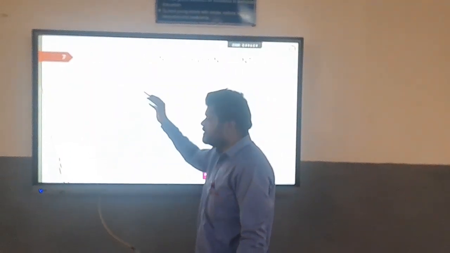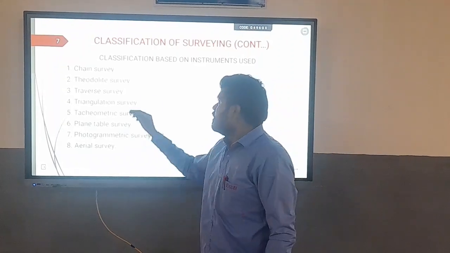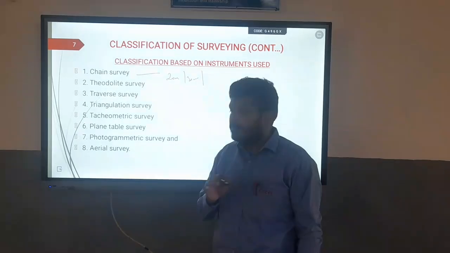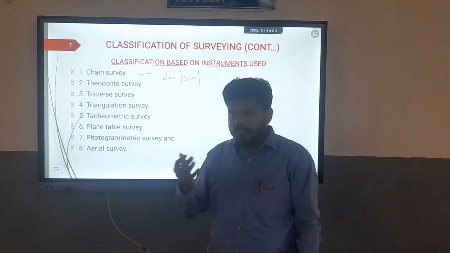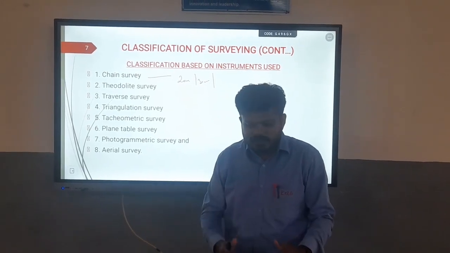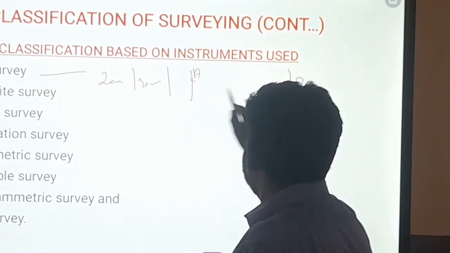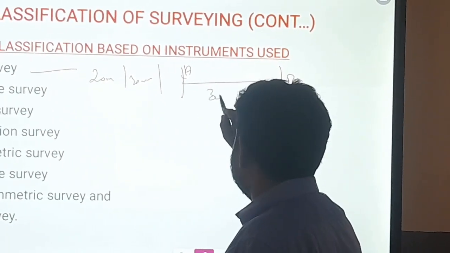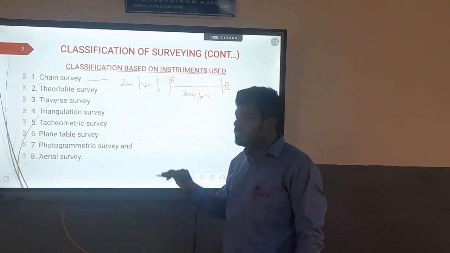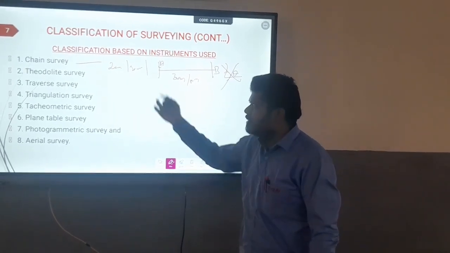In chain survey we have different kinds of chains which were used in old times. So 20 meter chains and 30 meter chains were available. Before the invention of tapes, these chains were used for measuring just linear measurement alone. Only point A to point B, only the linear measurement would be taken, for example 30 meters or 50 meters. They could not find any angles or any intersections. This we cannot find in chain survey.